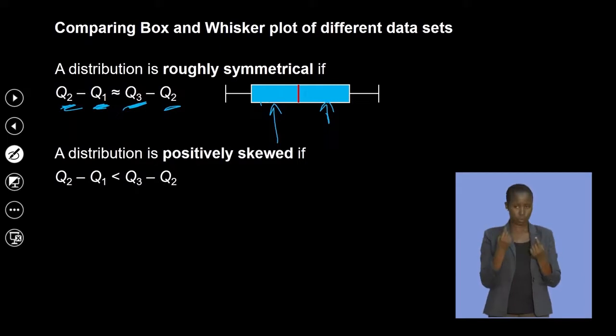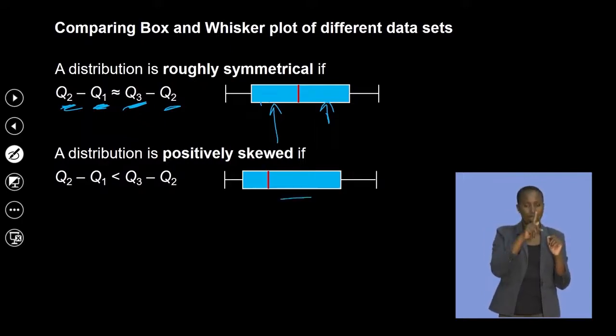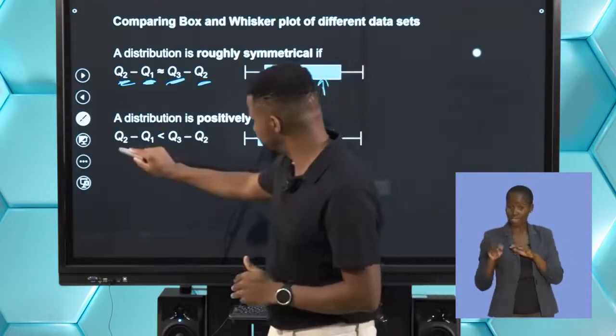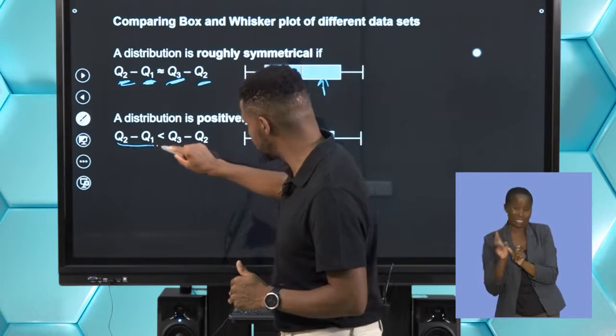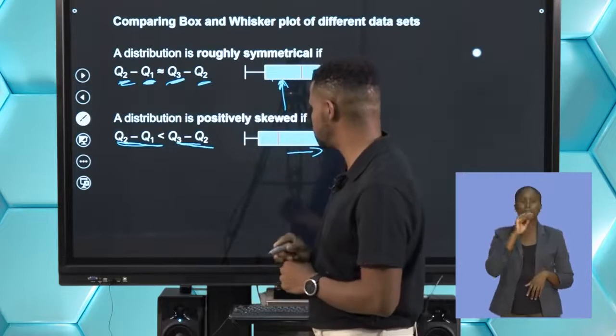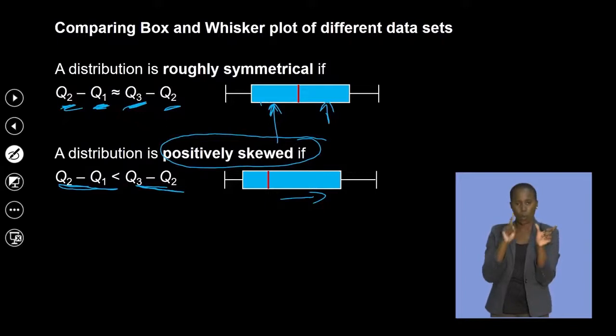Positive skewed: your whisker plot is more into the positive, okay? This is how it looks, it's more to the right. Where the first one, this part of the block, can you see that? This block is the same as that block, but more is into the right and less is into the left. Okay, then we can see that also if Q2 minus Q1 is smaller than Q3 minus Q2, we can say this is positive skewed. Are we together?